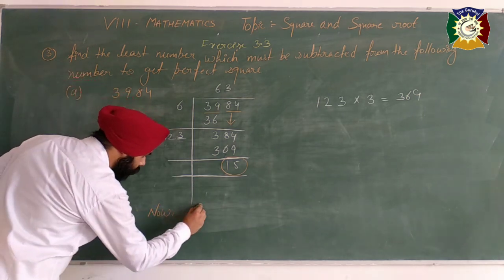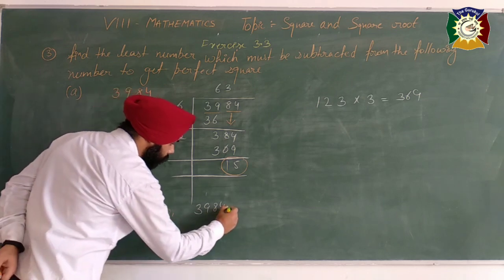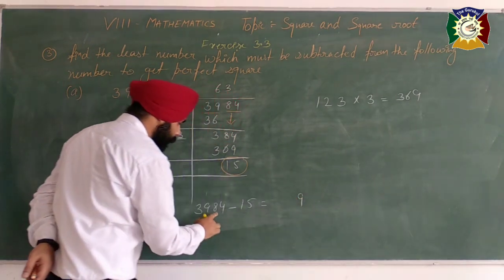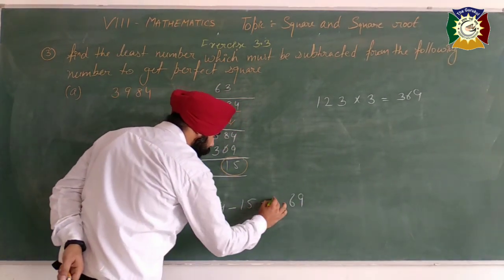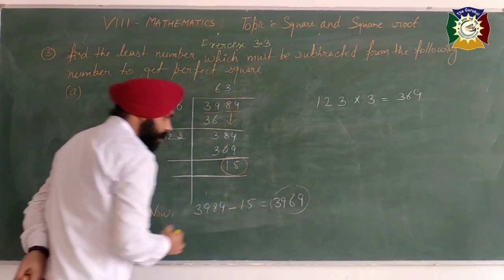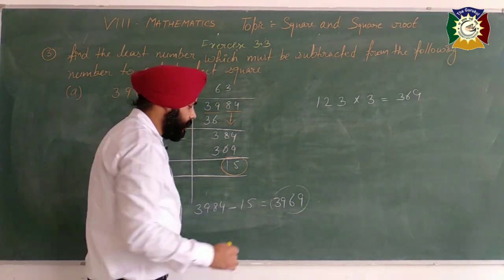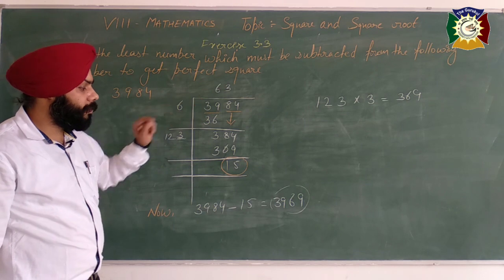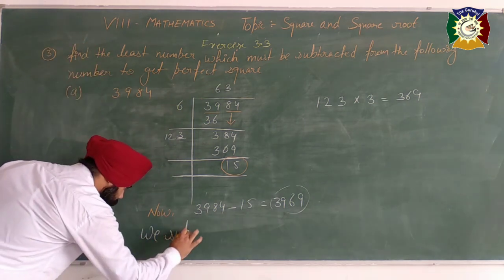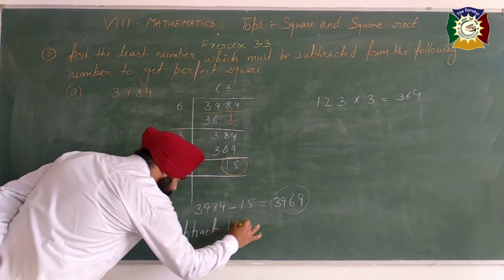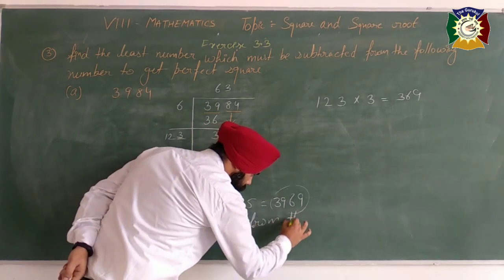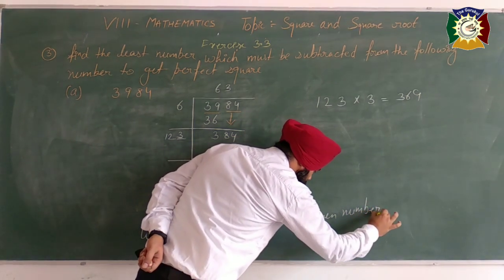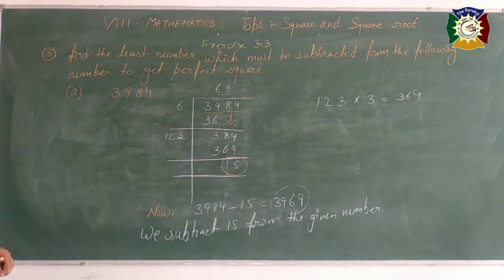Now subtract, 3984 minus 15. So what do we get? 14 minus 5, 9, 8 minus 1, 7, and 39. So the remainder, the number which we get here, is a perfect square number. So what we subtract here is 15 from the given number. That is our answer. Clear this?